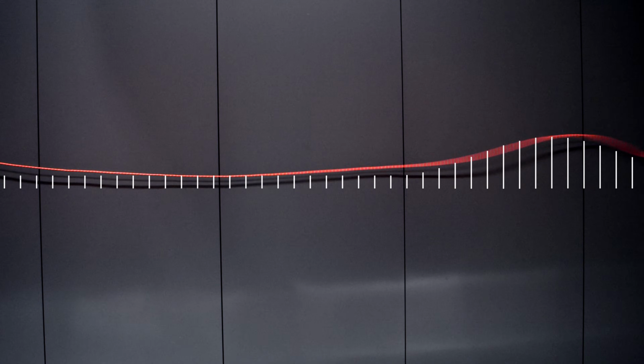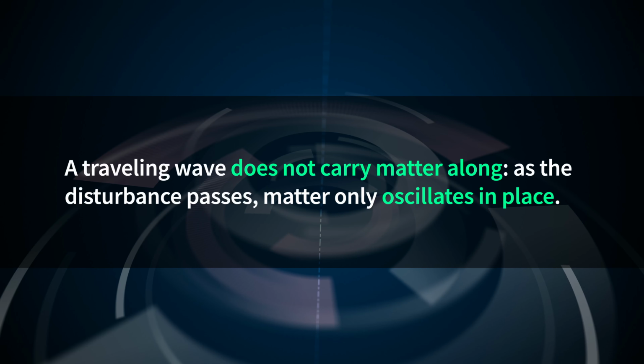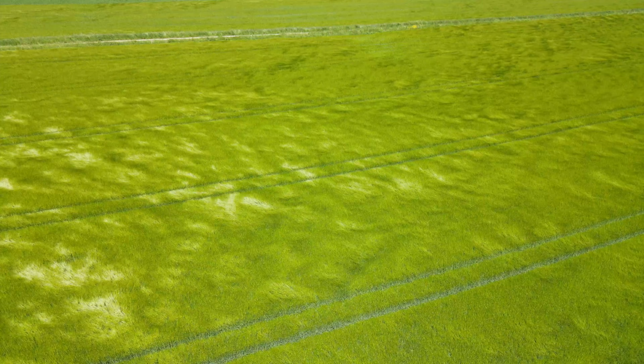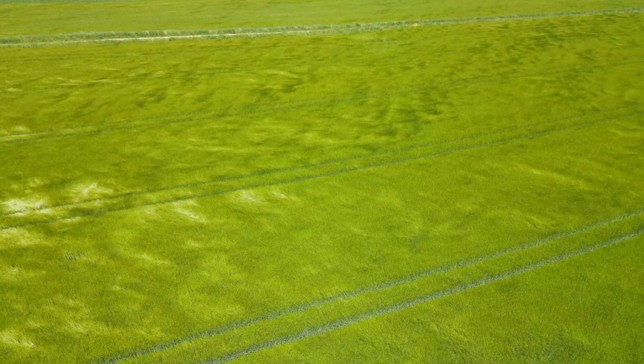These examples show two different patterns of coordinated oscillations, two different ways for the various spots along the rope to vibrate up and down over time. Traveling waves are characterized by a disturbance which moves across space at a specific velocity, here from right to left. But the rope itself is not moving from right to left. All of its parts are still only oscillating up and down. So, a traveling wave does not carry matter along. As the disturbance passes, matter only oscillates in place. A great way to see this is when the wind blows ripples in a field. The individual blades of grass are firmly planted in the ground, yet a wave travels across the field.